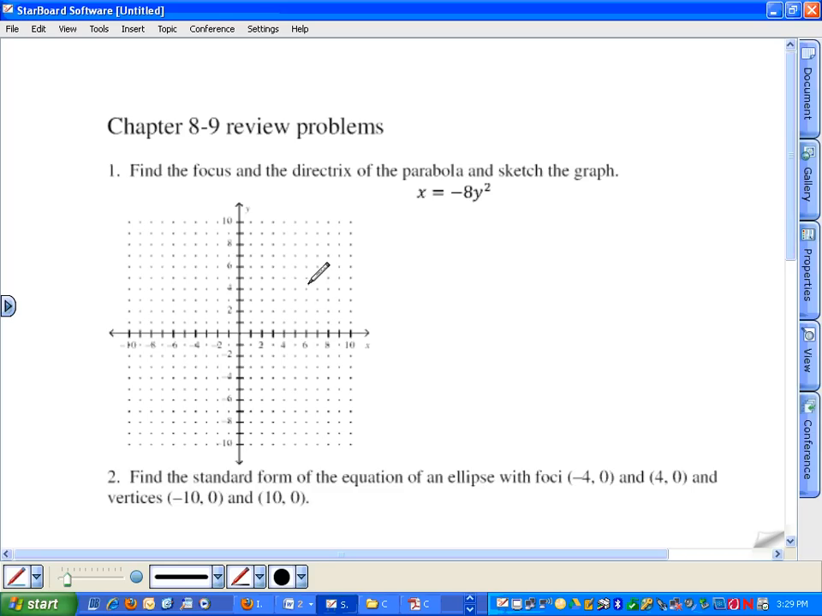Okay, this video is going to cover the first half of this chapter 8-9 review, the first 2 pages. Question 1 here comes from section 8.1, studying parabolas.